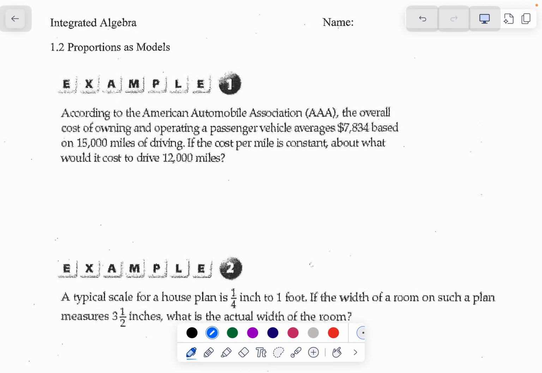Okay, so see how it says cost per mile. They're actually giving us a hint of how to do it. So our scale for this particular context is the cost to the miles, okay? So initially, let's set up our scale. So our cost was $7,834 for 15,000 miles, okay?